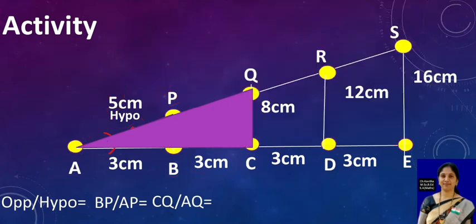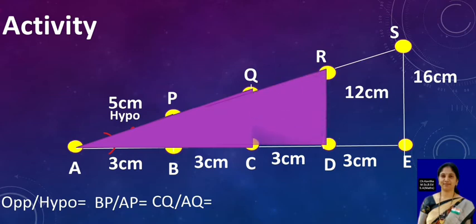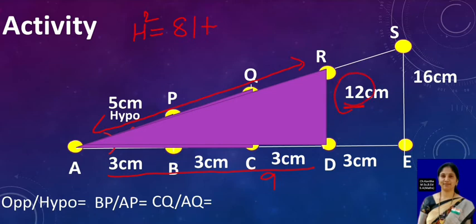Next, consider the other triangle, that is ADR. Here also we don't know the hypotenuse value. One of the sides becomes 3, 3, 3. That means here 9 and here 12. So we get hypotenuse square is equal to 9 square, which is 81, plus another side 12 square, which is 144. So this becomes 225. That means 15 square. So the hypotenuse is 15 here.